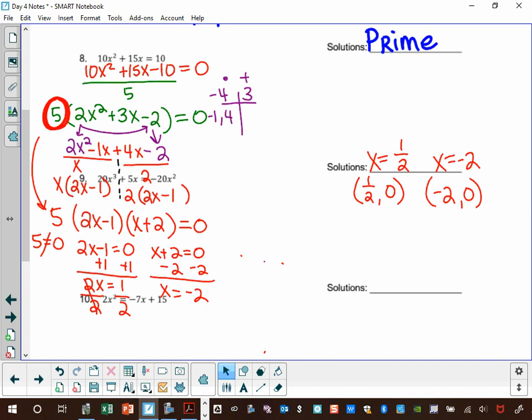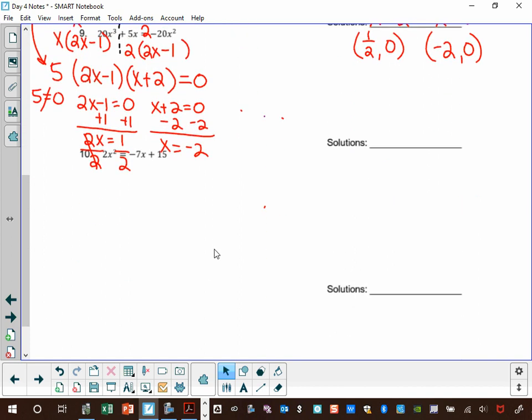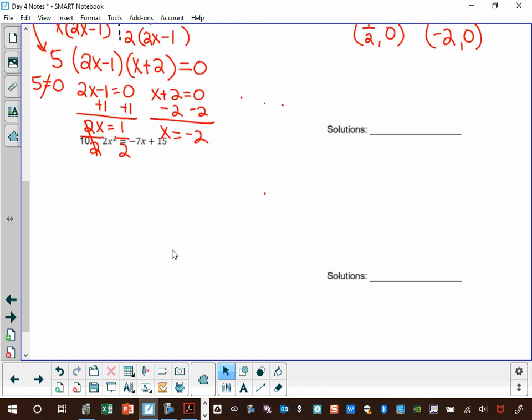Let's do number 10. I know I wrote a little big, but let's do number 10. Are you getting a picture of it? All right, so let's get number 10 in the correct form, because everything is not on the left side of the equal sign, right?